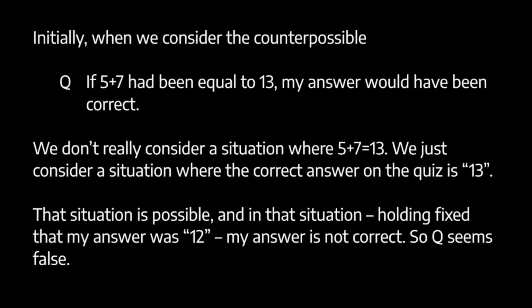It's entirely possible to write a quiz where the correct answer is 13 rather than 12. And we see that in that situation, if we hold fixed my actual answer of 12, then my answer is incorrect. That is what inclines us to judge the counterpossible to be false. But if instead we focus on this mathematical impossibility and try to elaborate on it, it no longer seems that the counterpossible is false.